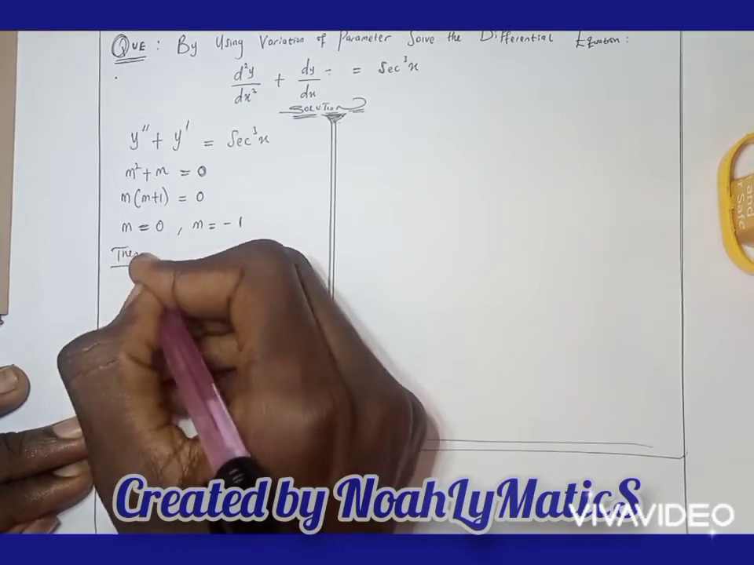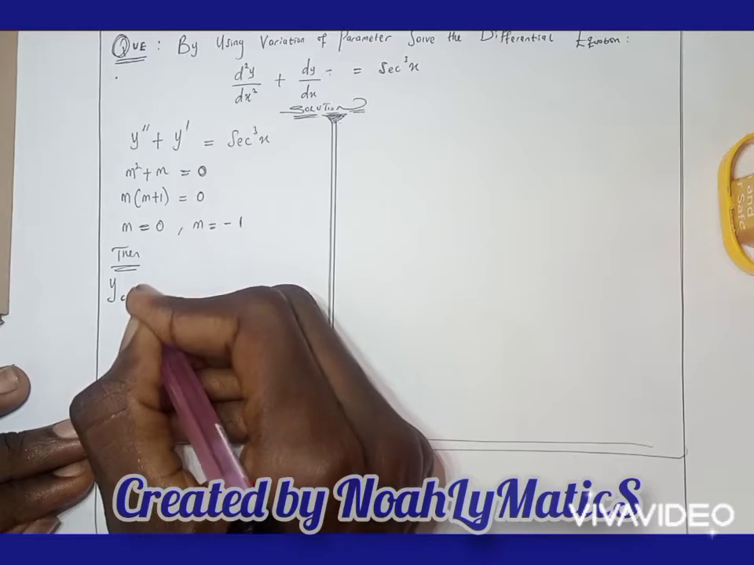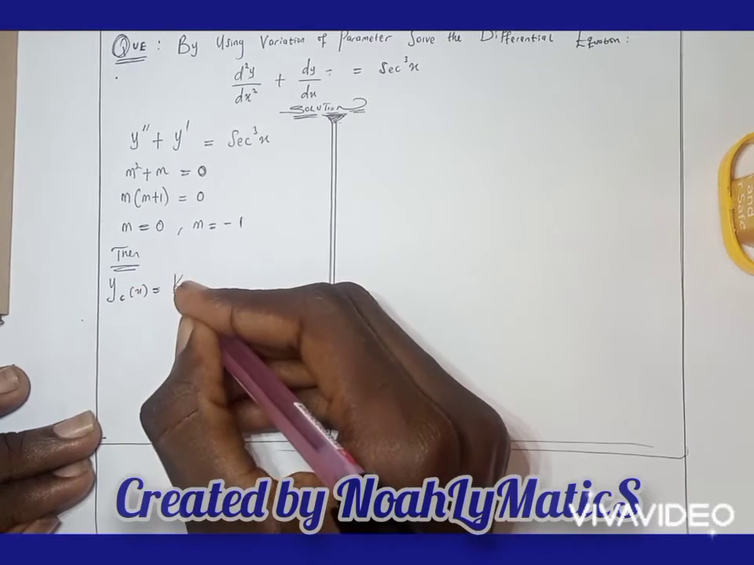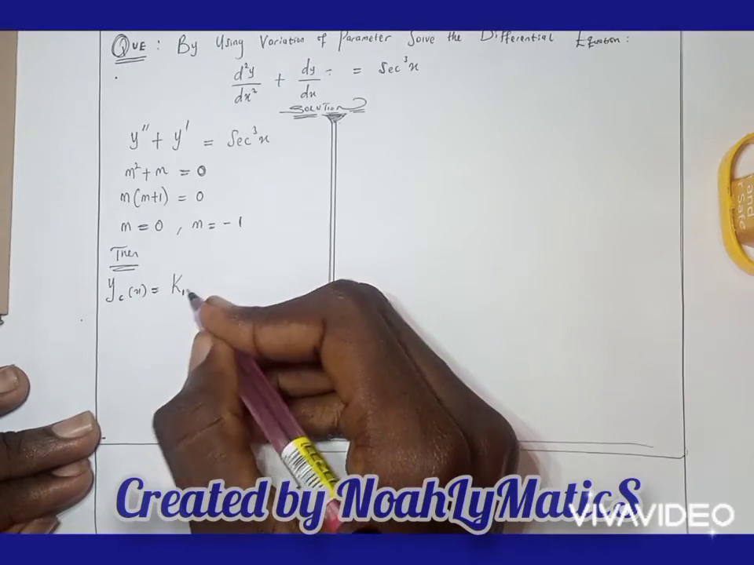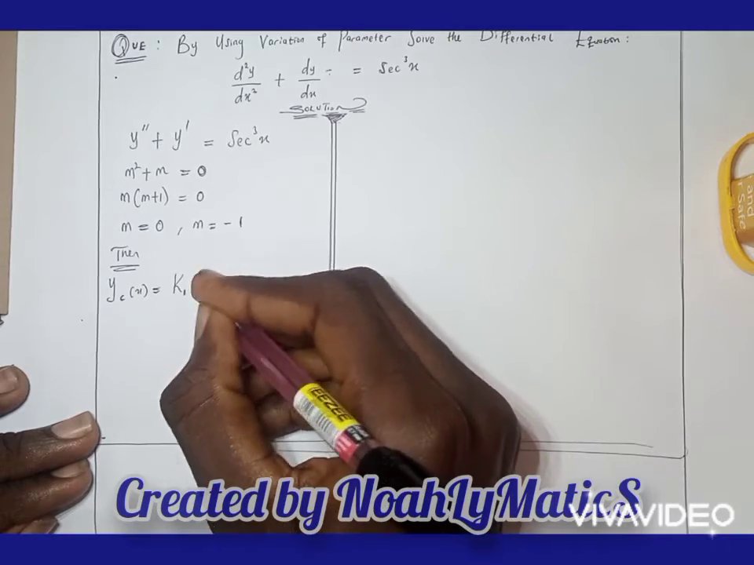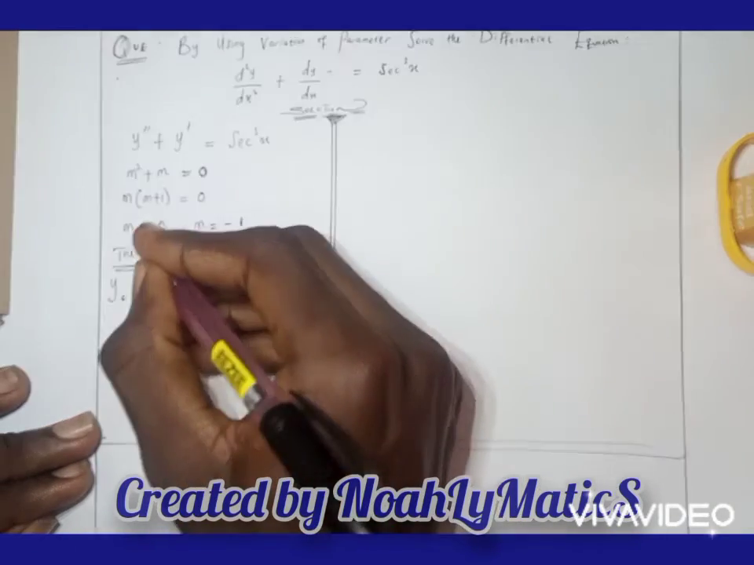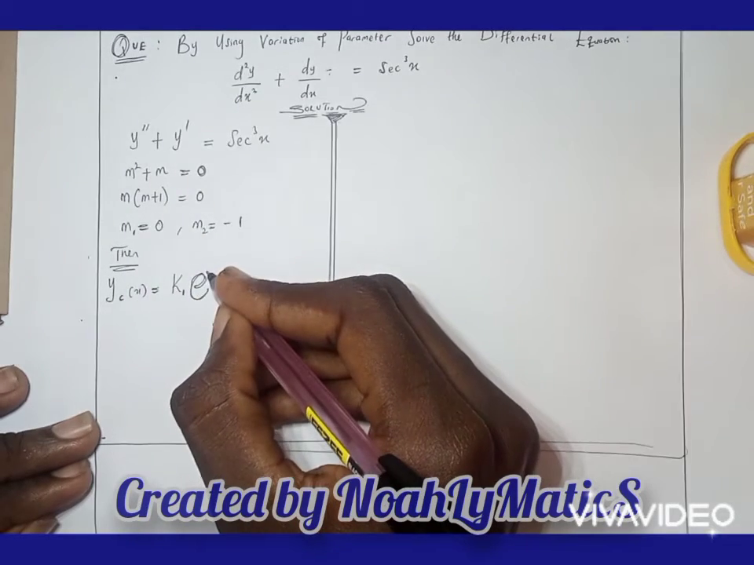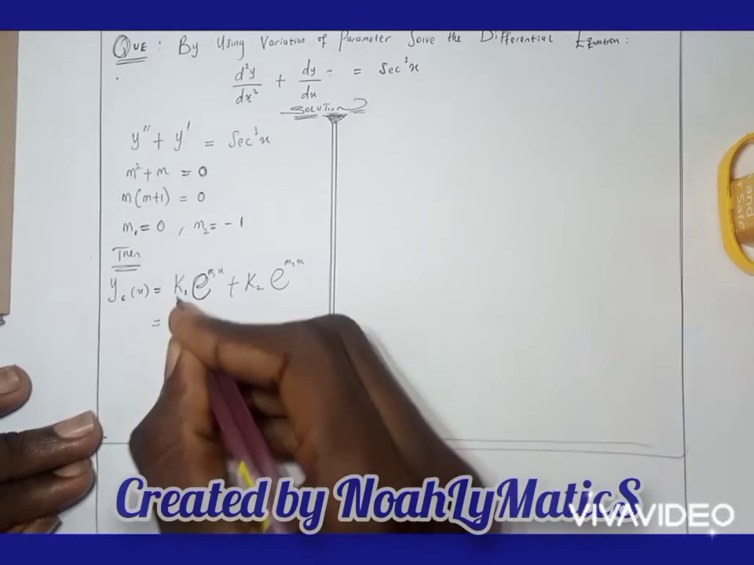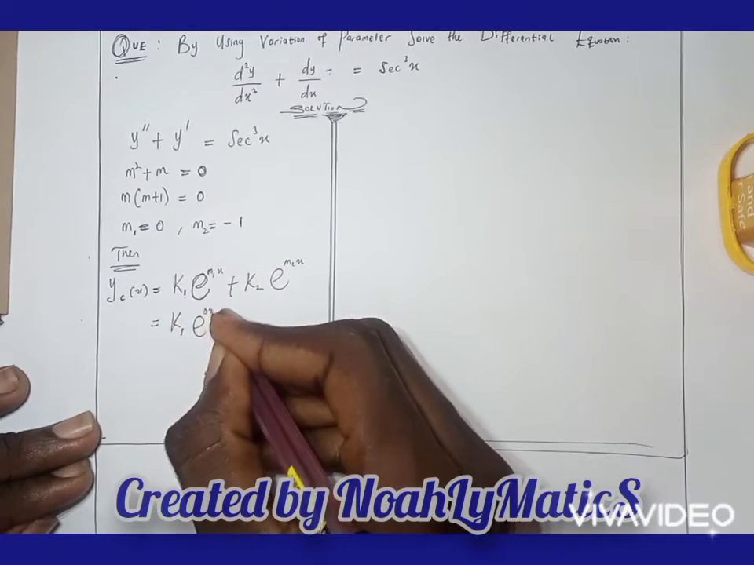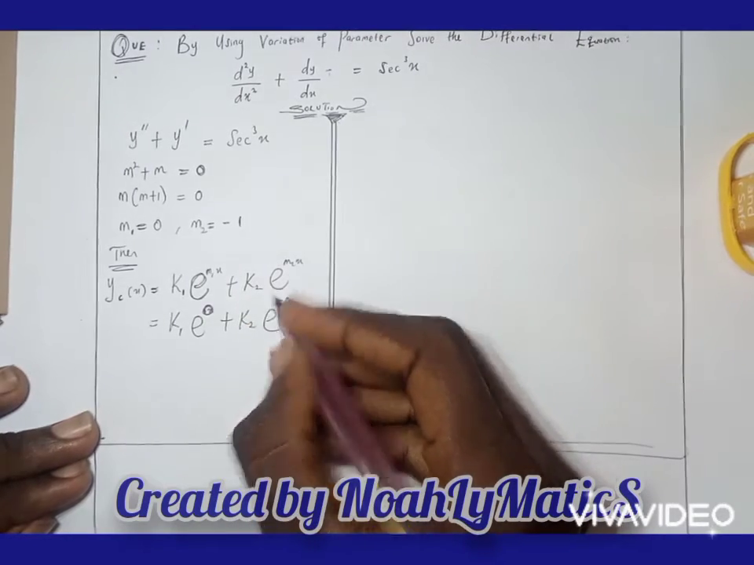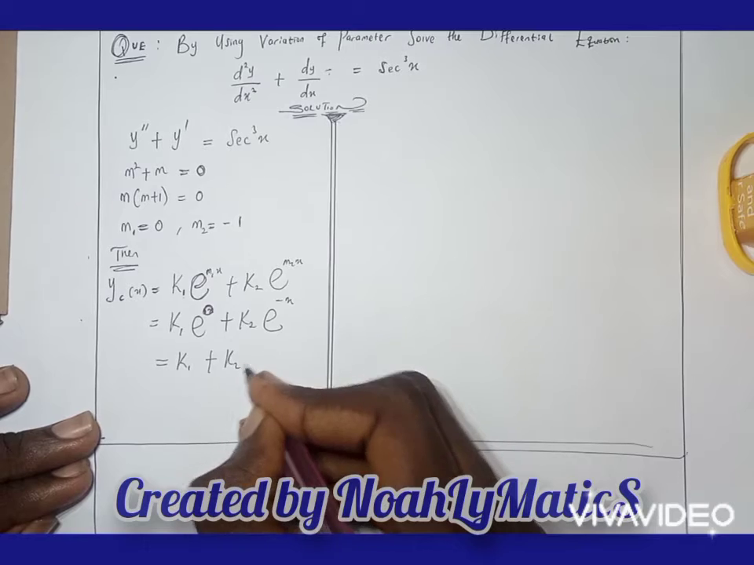Hence, I can say that the complementary solution, y complementary of x, will always be written as a constant k1, or you can use any suitable letters, such as a and b. So I have a constant k1 times exponential raised to the power of m1 x, where m1 and m2 are the roots I got here, plus another constant k2 times exponential of m2 x. K1 is the first constant, and m1 is 0, so that term is just k1, plus k2 exponential of minus x, since m2 is minus 1. So eventually we have k1 plus k2 e to the minus x.